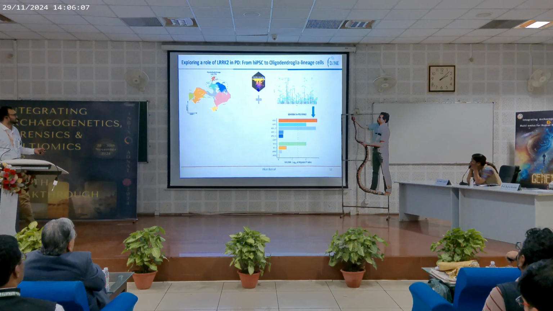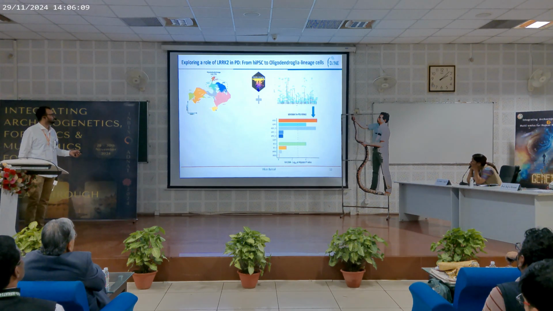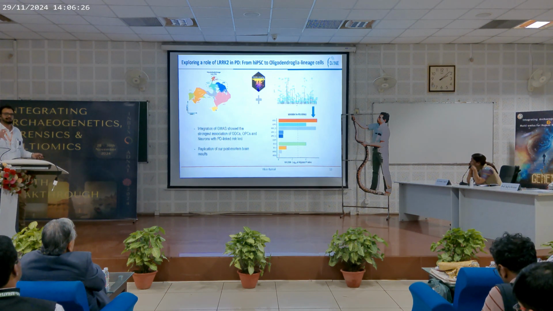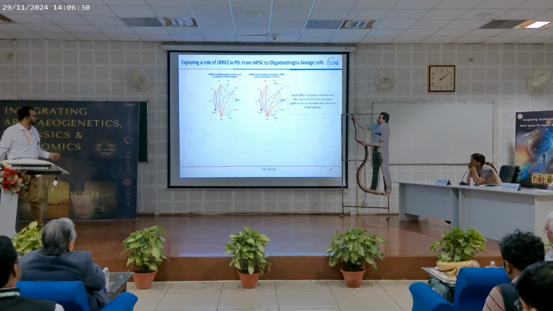So next we repeated our analysis with the integration of PD GWAS. What we can see here is again a very nice replication of what we did in the postmortem brains: ODCs and OPCs mainly are overrepresented in PD GWAS risk factors, and this suggests that what we are modeling here is capturing our PD risk types.